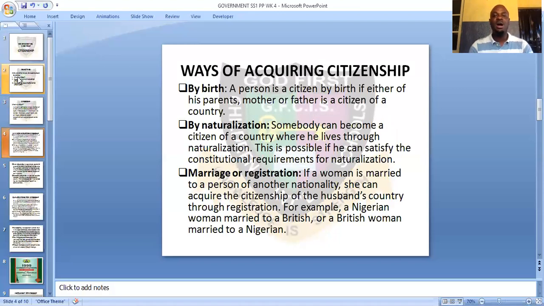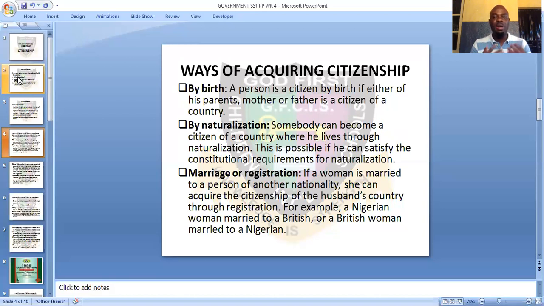What are the ways of acquiring citizenship? We have several ways in which one can acquire citizenship in a particular state in which someone resides. Number one, by birth. A person is a citizen by birth if either of his parents, mother or father, is a citizen of such a country. That is, let's assume that either my dad or my mom is a citizen of America. That tells me that I'm a citizen of America.